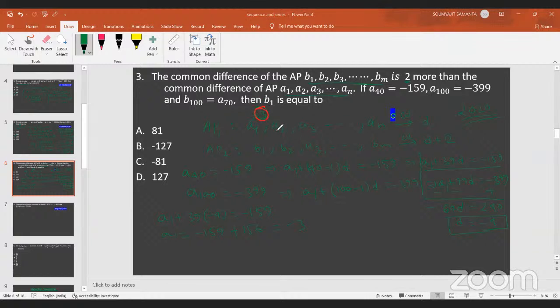And A1 is given, and D is already known, that is minus 4. So for the second AP it will become minus 2. Now from the second condition, we can find the value of B1.